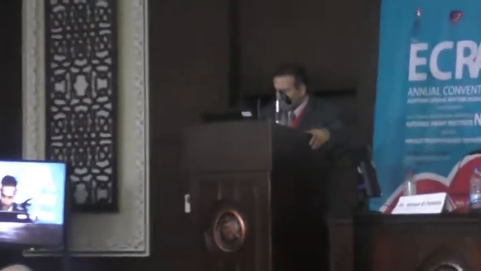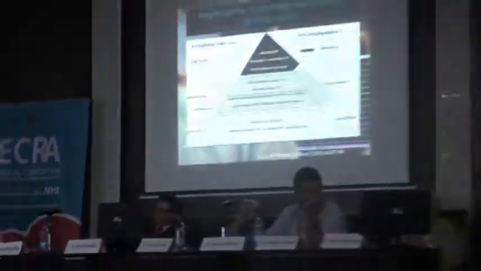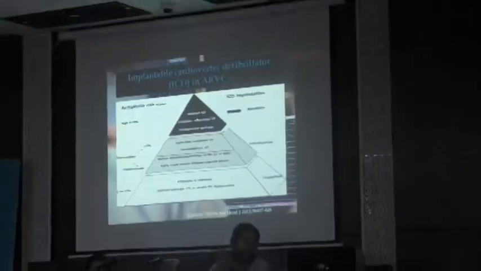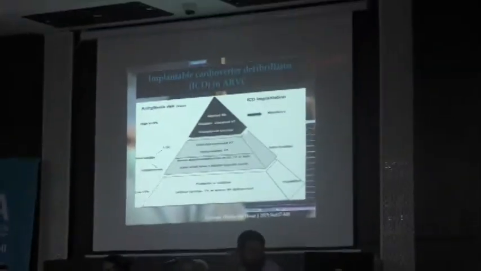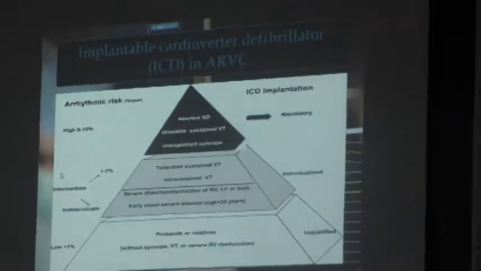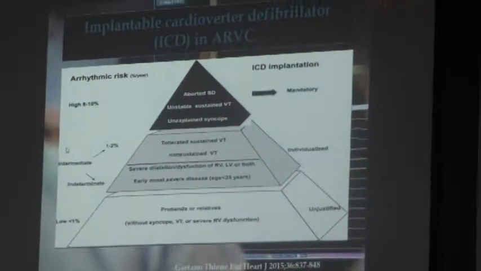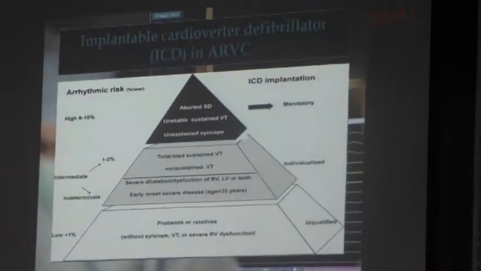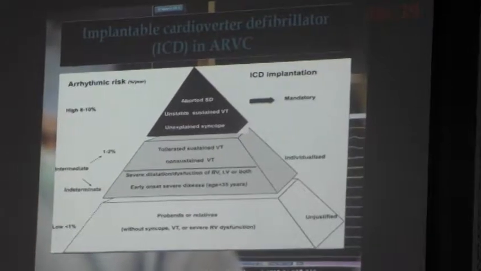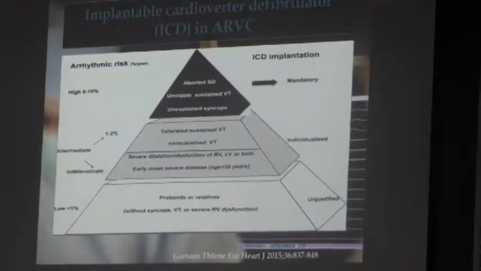And let's look at the risk stratification of patients with ARVC. So this patient is not in the highest group. The highest group are identified as patients with aborted sudden cardiac death. He did not have aborted sudden cardiac death. He does not have unstable VT. So he is not in the highest group when it comes to risk. However, he is in the intermediate group.